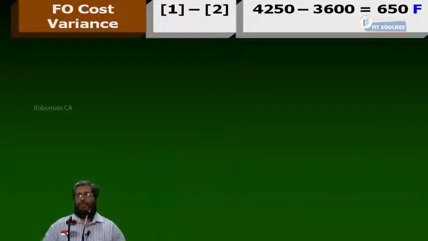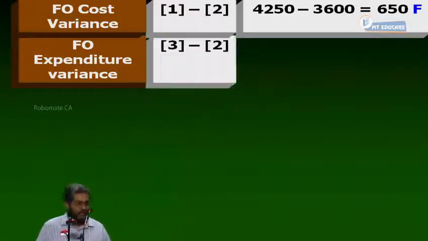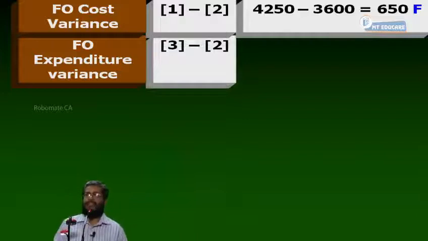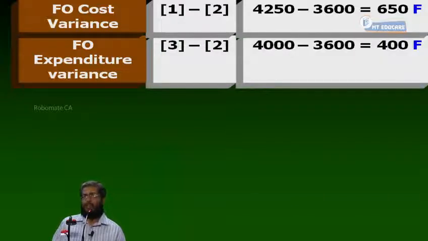Branch it into 2. First branch is what? Fixed overhead expenditure variance, 3 minus 2. What is 3 minus 2, expenditure variance? It is 4,000 minus this gives how much? 400 favorable. 4,000 minus 3,600, 400 favorable.